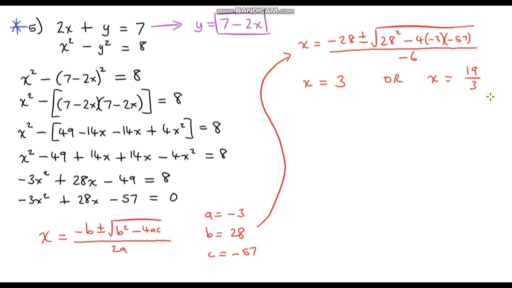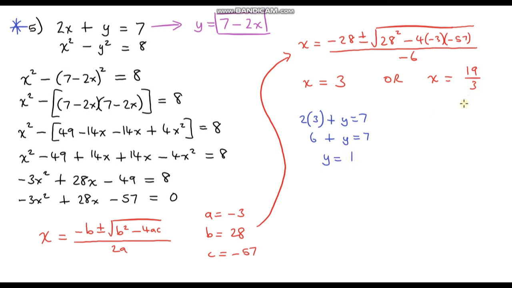Now we're going to substitute both of these into one of our equations, and I think we're going to choose the top equation because it looks a bit easier. So when x equals 3, we've got 2 times 3 plus y equals 7. So 2 times 3 is 6. So 6 plus y equals 7. If we subtract 6 from both sides, we get y is equal to 1.